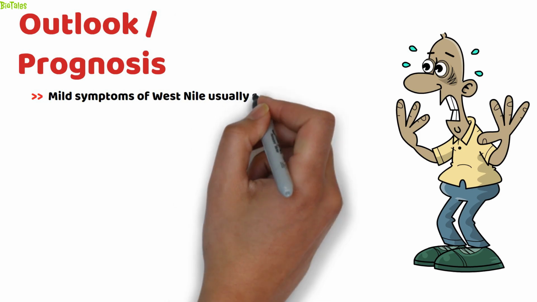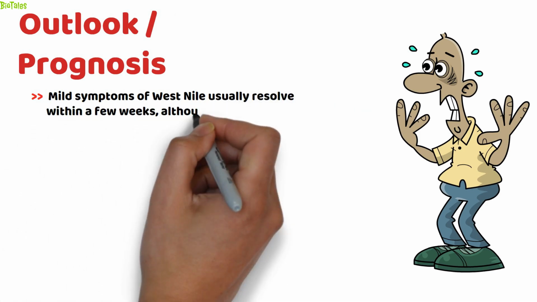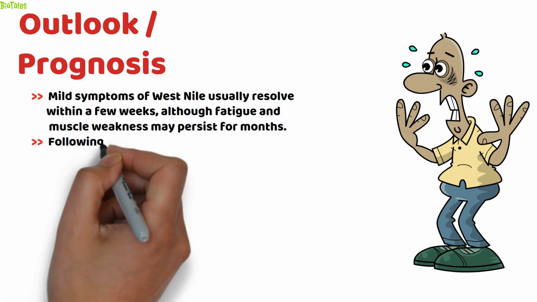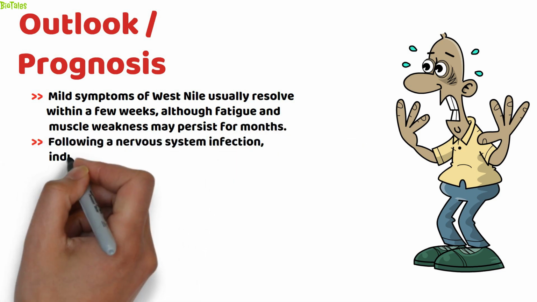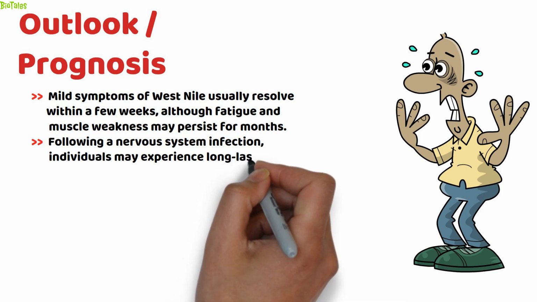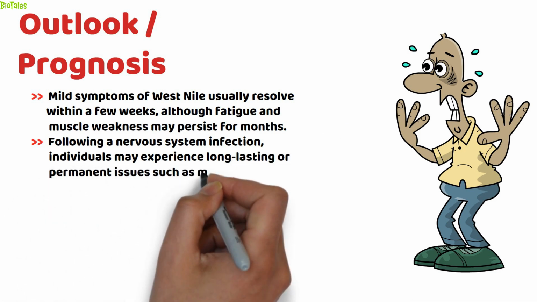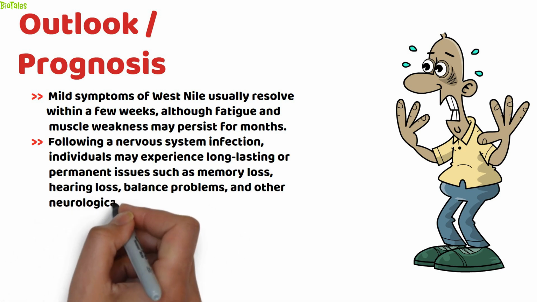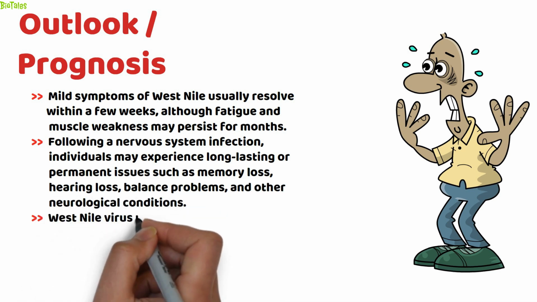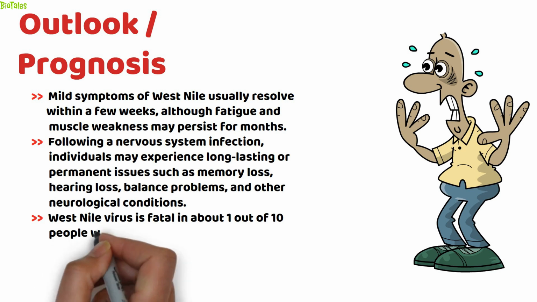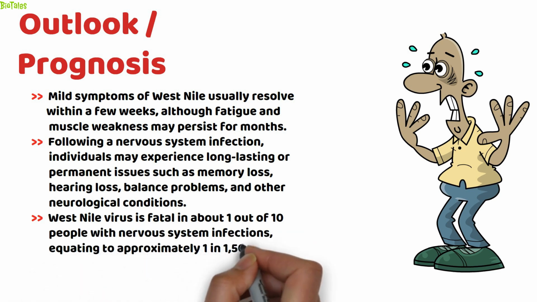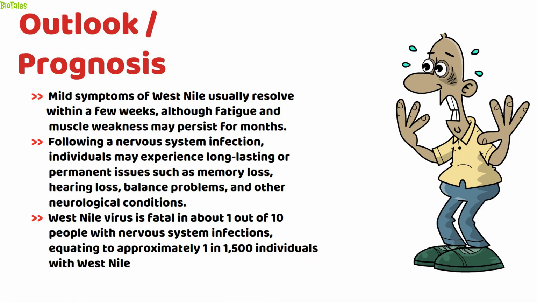Mild symptoms of West Nile usually resolve within a few weeks, although fatigue and muscle weakness may persist for months. Following a nervous system infection, individuals may experience long-lasting or permanent issues with memory loss, hearing loss, balance problems, and other neurological conditions. West Nile virus is fatal in about 1 out of 10 people with nervous system infections, equating to approximately 1 in 1500 individuals with West Nile.